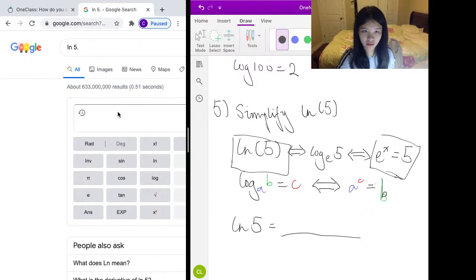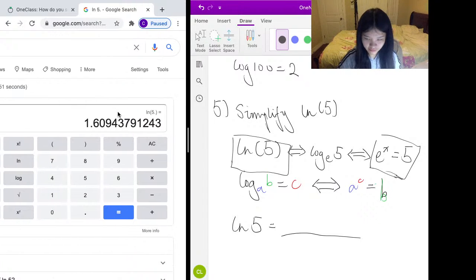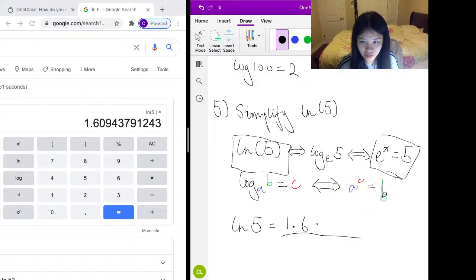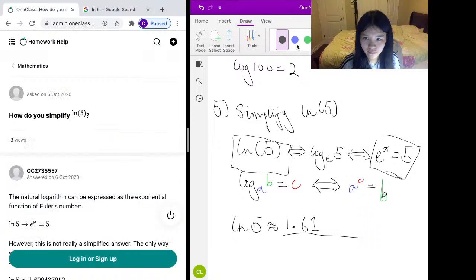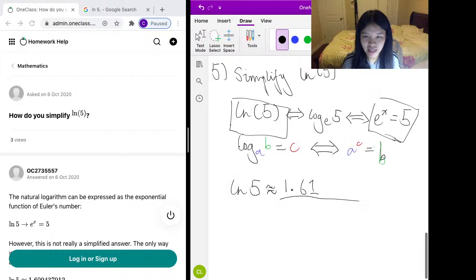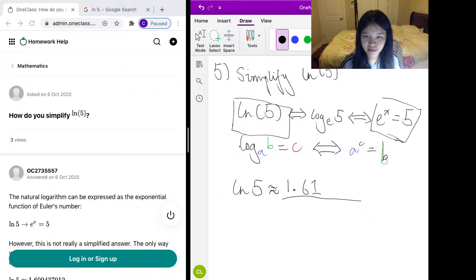Okay, so the value of ln 5, according to Google, is 1.609437, and we're just going to say that it's approximately 1.61. So this is another way to find the value of ln 5. But that's basically all we can do without further information. To evaluate ln 5, we will just use the calculator, or we can also write ln 5 in the exponential form right over here.